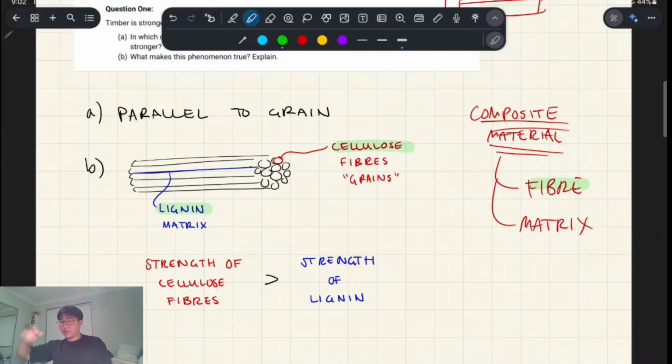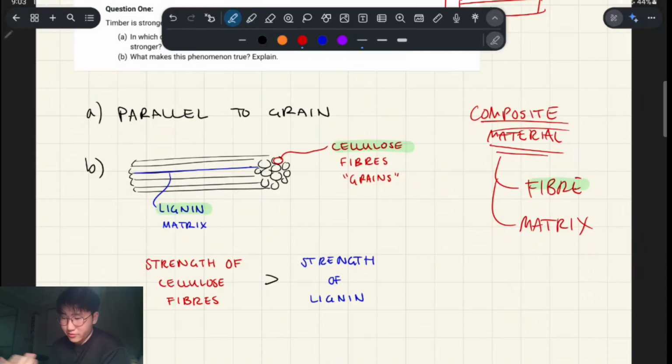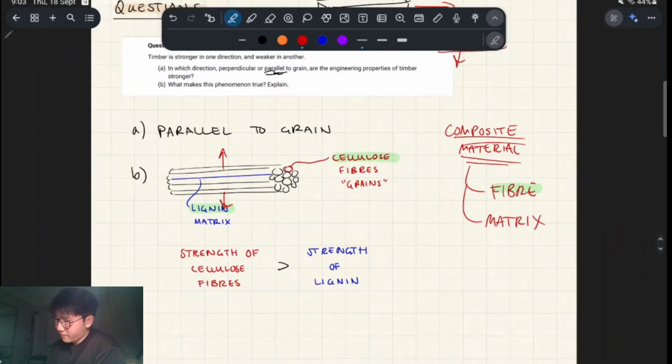But if we pull it, the light just turned off. If we pull it perpendicular to the grain, we're actually relying on the strength of the matrix material, which is called lignin, which is like the glue that binds the whole thing together, right? So if we're pulling it apart, we're not relying on the strengths of the fibers anymore. We're relying on the strengths of the matrix in between, right?